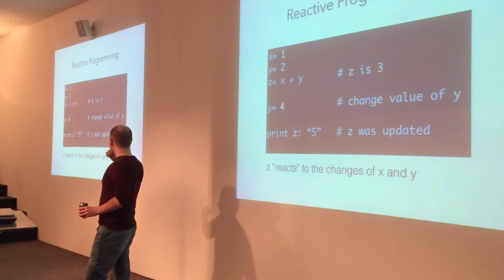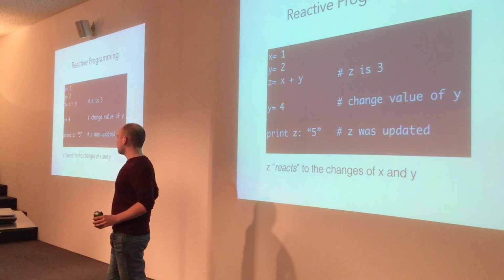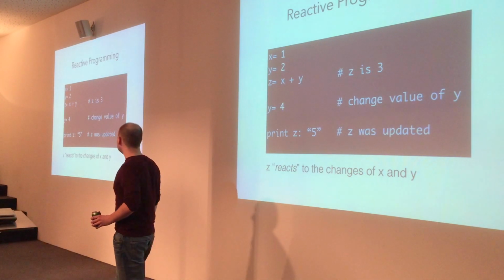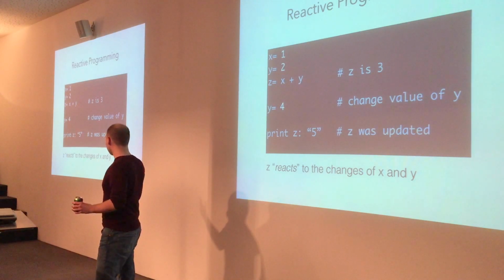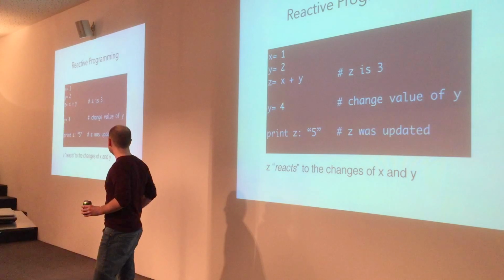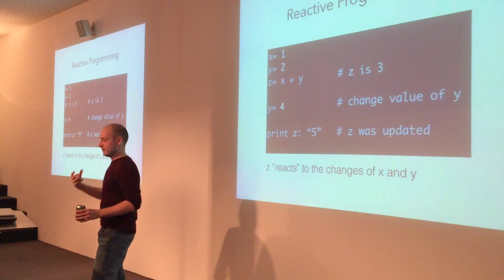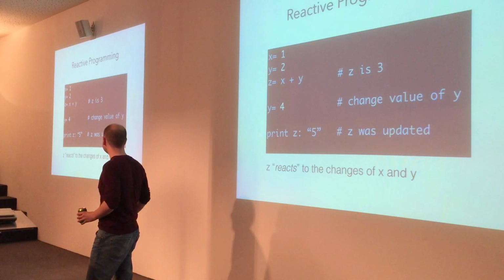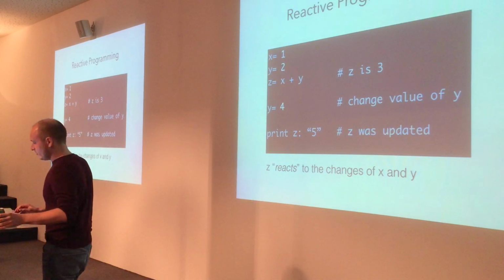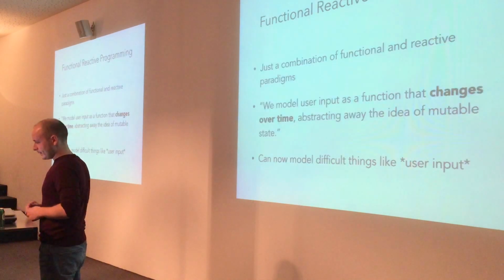So x is 1 and y is 2, and then z is x plus y. Then z is again 3. But if we change y to 4, then z is updated to 5, because we say that z reacts to the changes of x and y. So this is kind of key to the reactive programming paradigm.